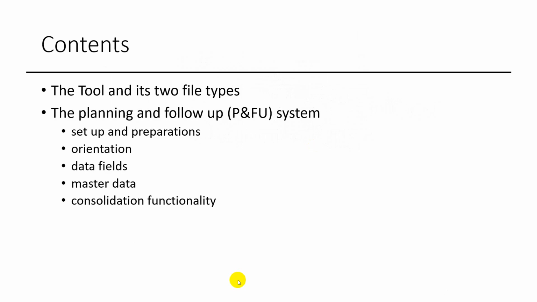As said before, the tool consists of two file types, the one being the planning and follow-up system, and the other the measure reporting flat file. We will now have a look at the setup and the preparations, and give you a first orientation on the components, the data field, the master data concept, and the consolidation functionality.